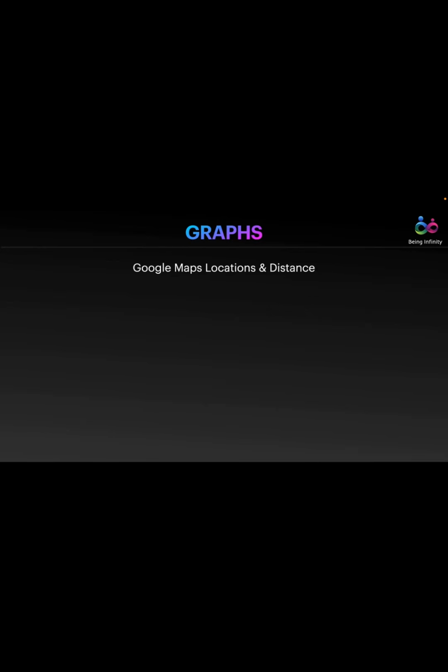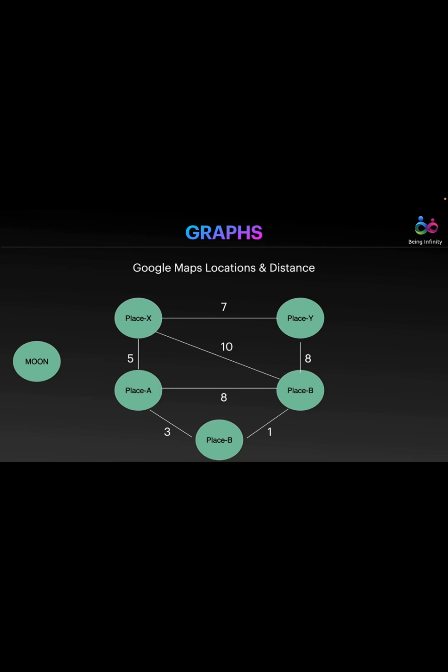Third example, Google Maps location and distance. Suppose you want to go from place X to place Y, the distance can be 7 kilometers. And if you want to go from place Y to place X, the distance is still the same. Adding a few more nodes and connections, this builds an entire graph, and of course, we are not able to reach the moon yet, so that is one outlier here. This is a prime example of an undirected weighted graph.